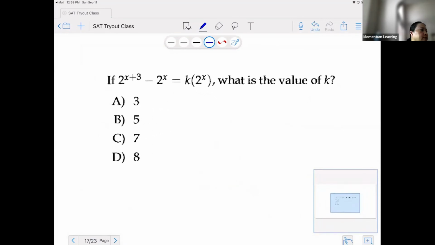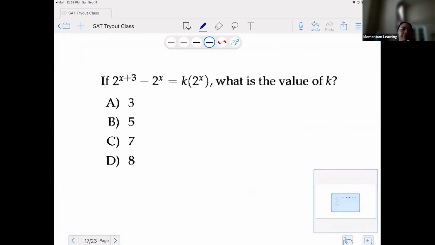This is a good one. Multiple times we saw this type of question on the ACT.